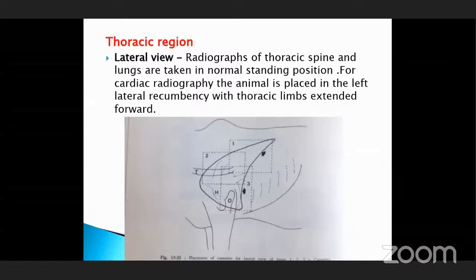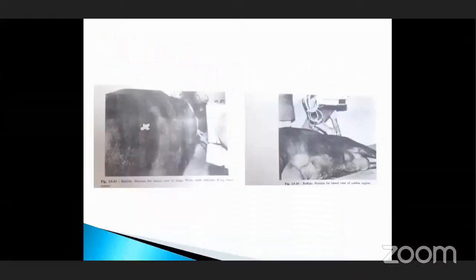For cardiac radiography, the animal is placed in left lateral recumbency with thoracic limbs extended forward. The first picture depicts the lateral radiograph for the lungs. The second picture is the positioning for the cardiac radiography, where the animal is restrained in lateral recumbency and the cassette is positioned about 12 to 15 centimeter above the sternum. The X-ray beam is centered at the level of the 6th and 7th intercostal space.